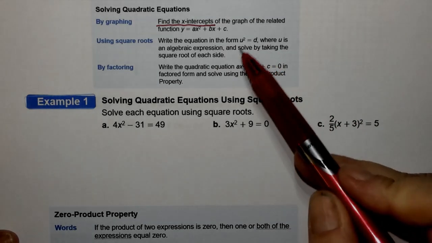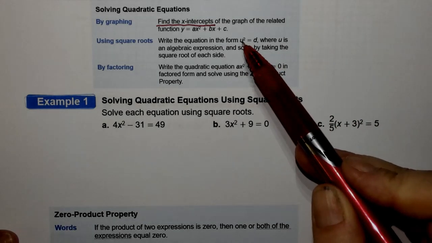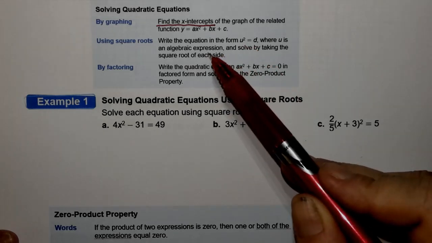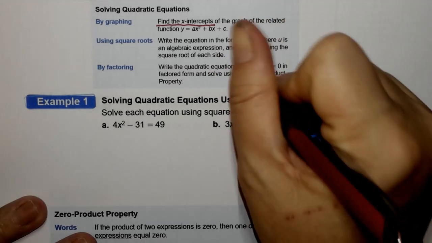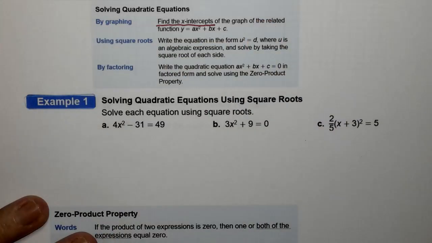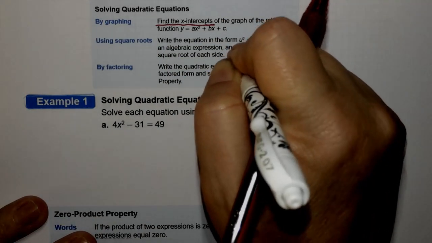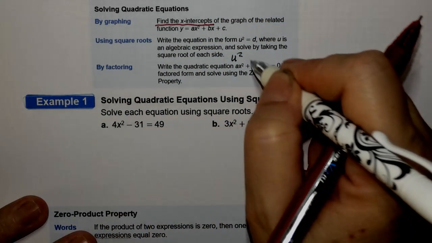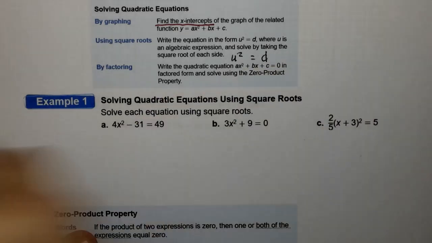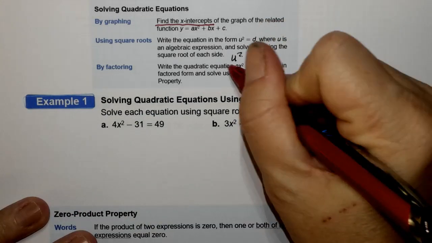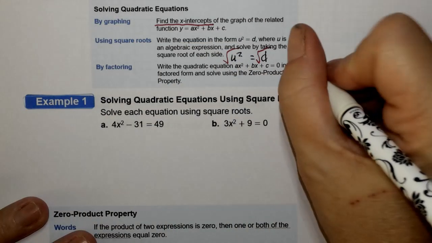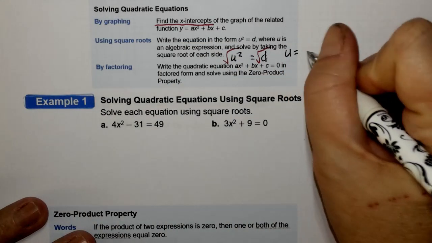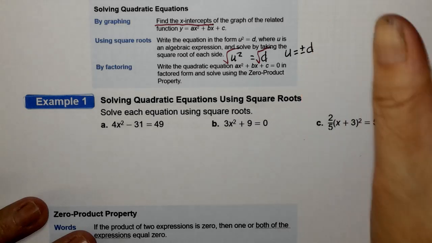Using square roots, we are going to take an equation like this where u is an algebraic expression and solve by taking the square root of each side. So when we do that, I just want to show you kind of what that looks like. If we have u squared equals d, I'm just going to use what they have right here, and we take the square root of both sides. What ends up happening is we get u is equal to plus or minus the square root of d.